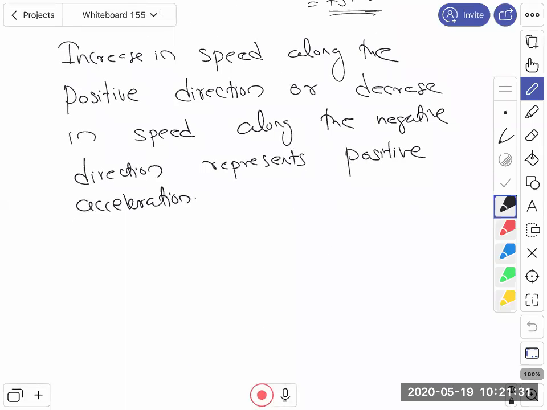तभी just remember what do you mean by positive acceleration? Positive acceleration means speed बढ़ रहा है positive direction में. Negative acceleration means, sorry, positive और speed कम हो रहा है negative direction में. So increase in speed along the positive direction or decrease in speed along the negative direction represents positive acceleration.